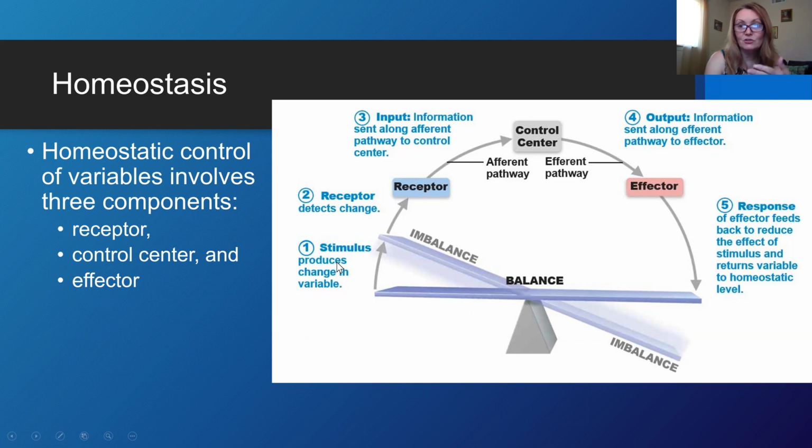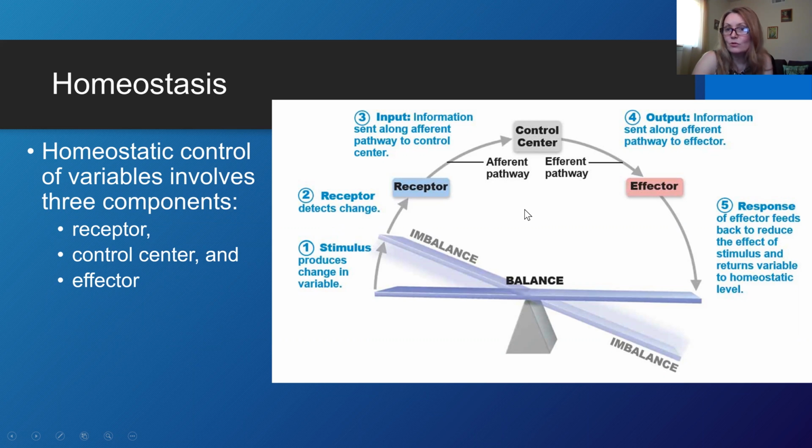So I have some external stimulus to my skeletal muscles. And again, I'm out of balance. So this change in your balance needs to be picked up by receptors. Receptors will detect this change in your internal environment, and send a signal to the control center. This pathway from receptor to control center is called afferent, starting with A, the afferent pathway. So this is input, information sent along the afferent pathway to the control center.